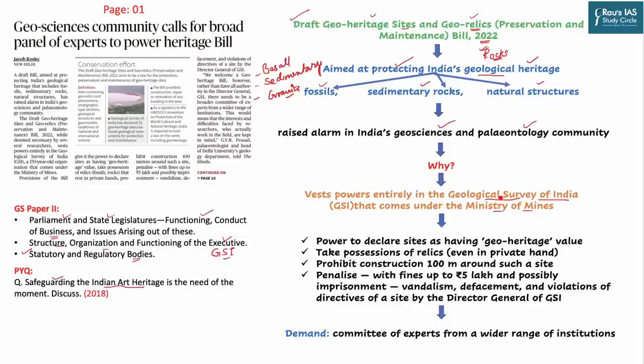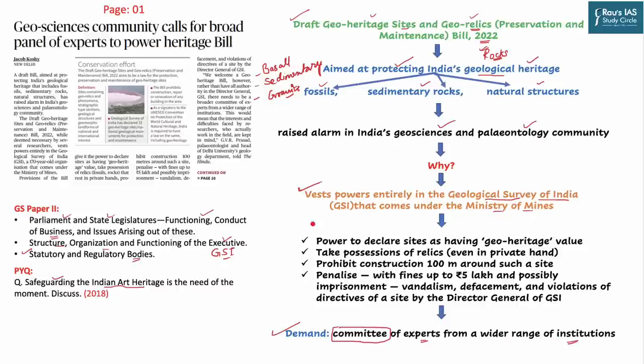Instead of that, the people demanded that there should be a committee of experts with members who are subject experts, let's say geoscientists and paleontologists, and it should work on the democratic principle rather than a top-down approach. This will also act as a wider institution. There will be more people, more decision-making, and there will be easier regulation of the geo-heritage sites. However, this is not the only provision of the bill.